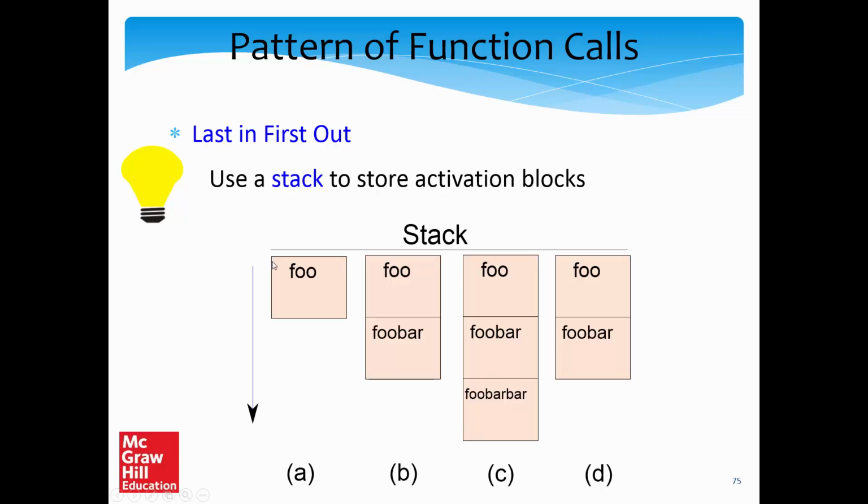So if we consider the activation block of foo, then foo bar will be created. The activation block of foo bar will be created. Then the activation block of foo bar bar will be created, and then it will also be the first to be destroyed. Then the activation block of foo bar will be destroyed, and then lastly the activation block of foo. So what do we see? The behavior here is last in, first out.